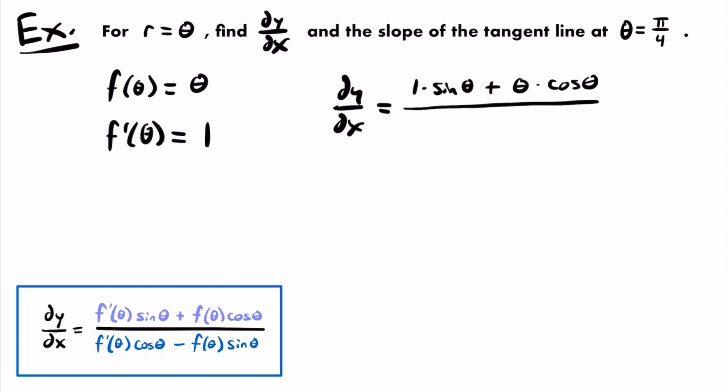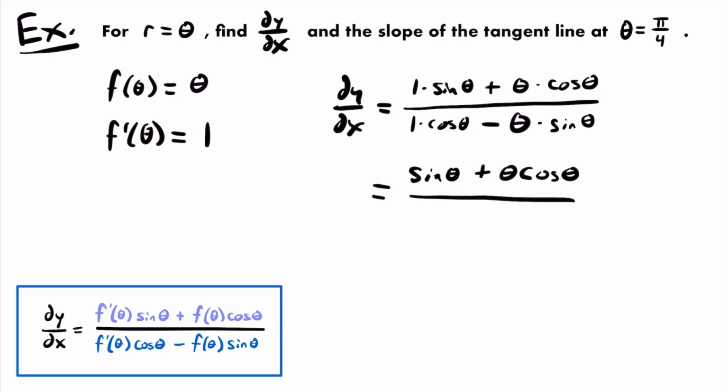So we'll have 1 times cosine theta, and then we will subtract f of theta times sine theta. f of theta is theta, so we'll have theta times sine theta. Okay, so that's our derivative, but now let's simplify it a little bit. This will be equal to sine theta plus theta times cosine theta, divided by cosine theta minus theta times sine theta. There's really nothing else for us to do at this point. We really can't simplify this derivative any further.